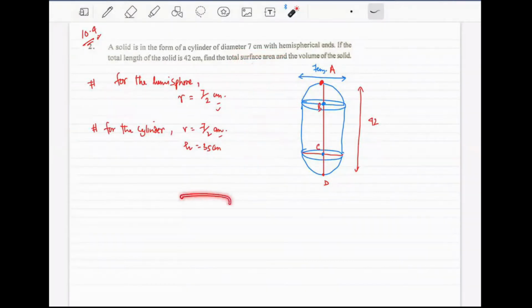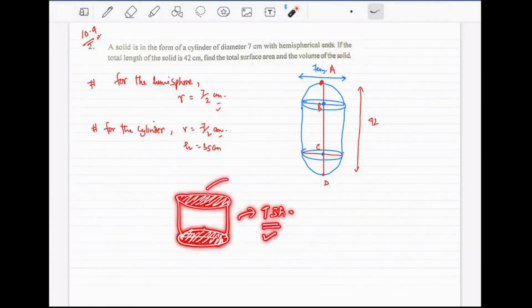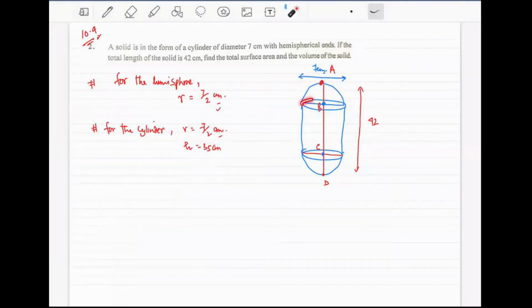So remember, when we consider a cylinder, if we consider this top part and bottom part, then we call it the total surface area. If this top and bottom are not considered, then we will call the surface area what? Curved surface area, right? So here, this top and bottom are already covered by the hemispherical ends. These two hemispheres have already covered it. So we are not going to find the total surface area for the cylinder, but we are going to find the curved surface area of the cylinder.